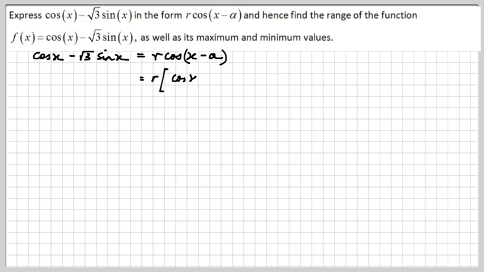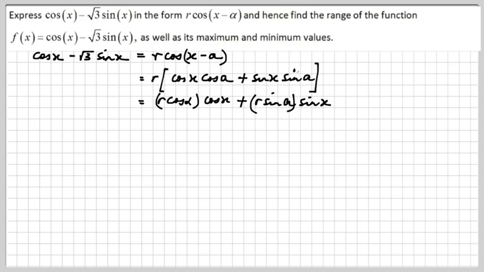Now, expanding the right hand side, which is what you know how to do, isn't it? Cos x cos alpha plus sin x sin alpha, times r. So now we're going to get the coefficients, the constants, in the front in brackets, okay? And we're going to equate the right hand side to the left hand side. So what can we say?